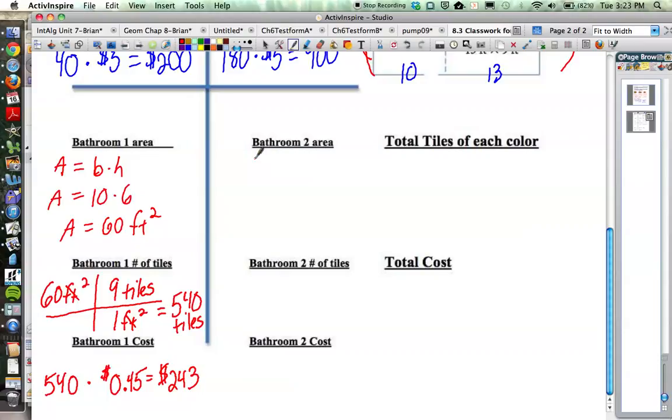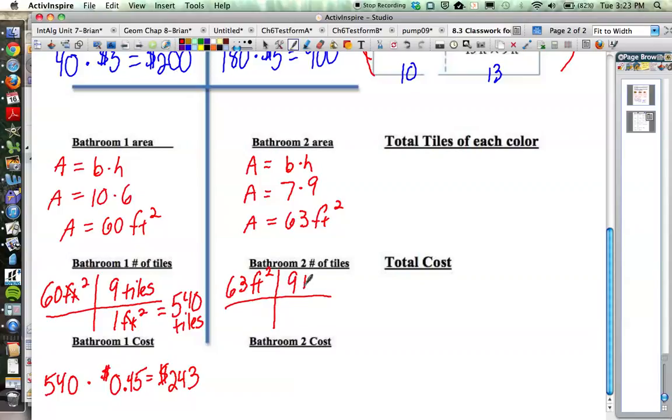Okay, last but not least, our bathroom number 2. If you look up top, that bathroom is 7 by 9. So 7 times 9 is 63 square feet. 63 square feet. How many blue tiles is that? Well, again, there's 9 of those little tiles in 1 square foot. So therefore, 63 times 9 is how many tiles there are. That would be 567 tiles.